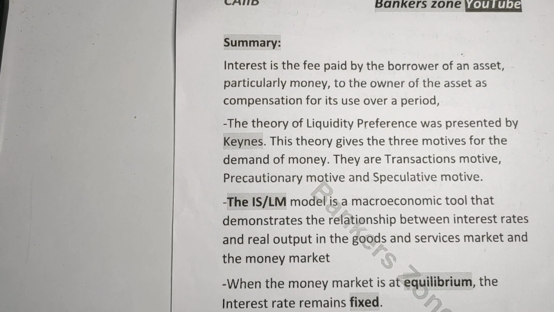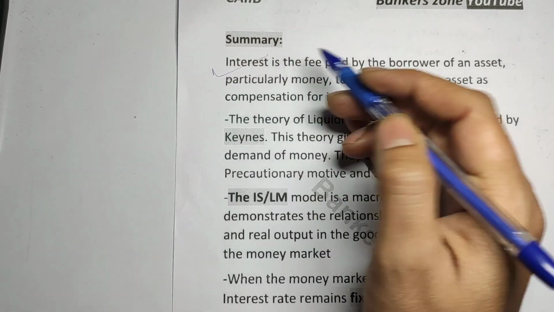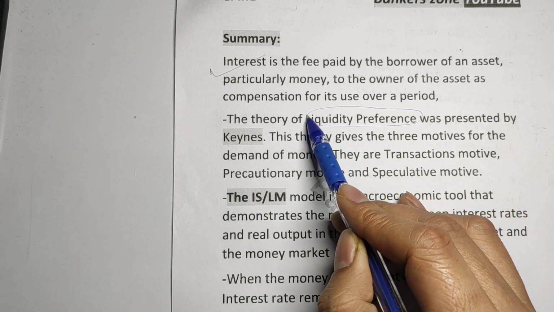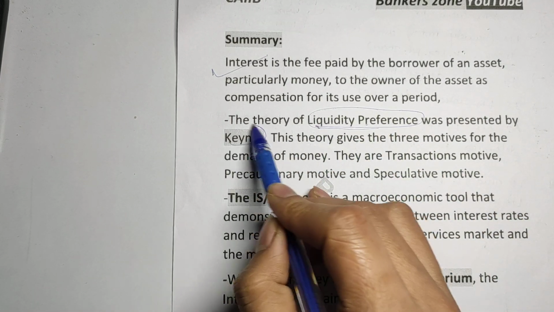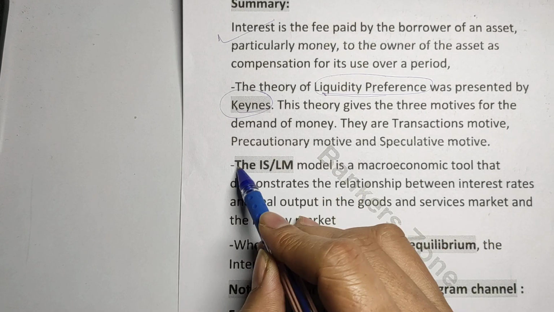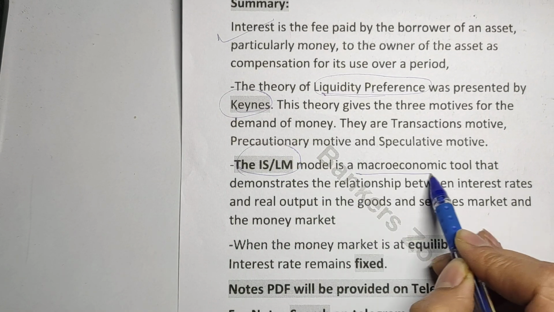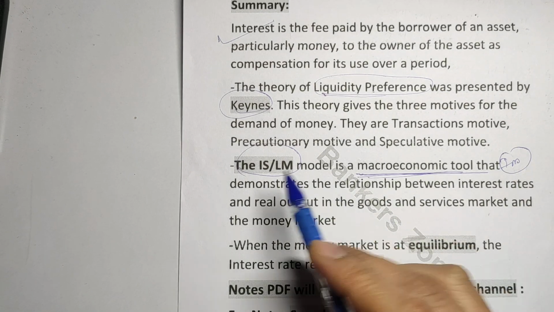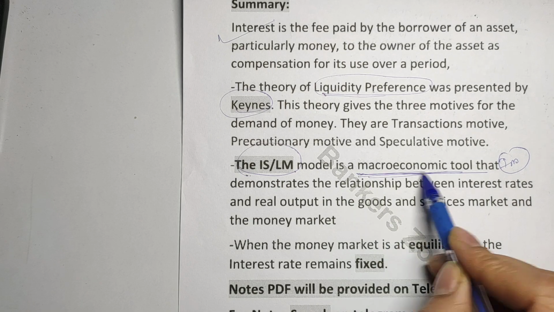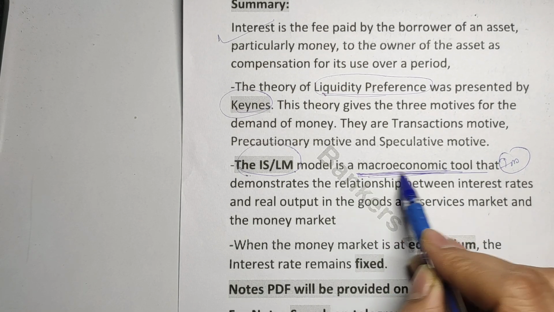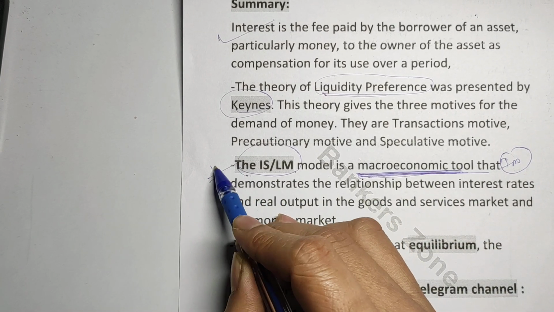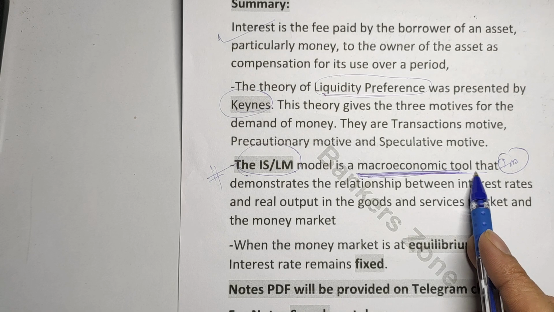Okay, so what is the summary of this unit? What is interest and what are the components of interest that we basically studied? Theory of liquidity preference, that is the LM, given by Keynes. ISLM model is a macroeconomic tool. Remember, one-liner MCQ, important. ISLM model is nothing but macroeconomic, that means we study things like GDP, employment rate, at the broad level. Okay, ISLM curve is a macroeconomic tool.